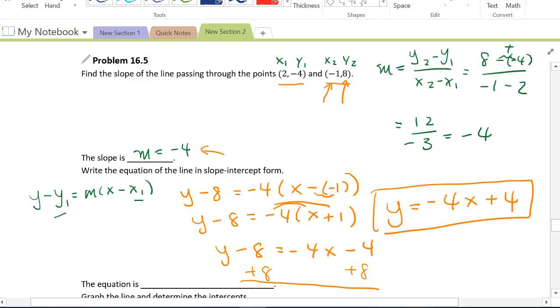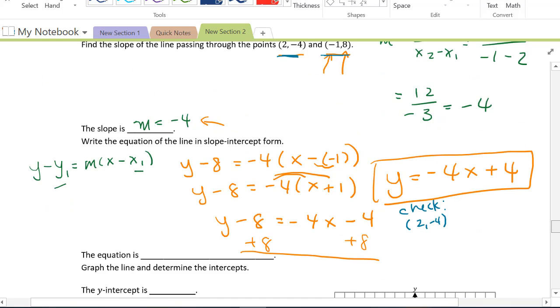Oh, also, one way to check all your answers, right, is to plug in both points. Technically, if you want to check your answer, you can take your 2 points, 2, -4 and -1, 8, and plug them in one at a time, and then they should be equal. For example, if that's my answer, let's do a quick check. We can check that 2, -4 is a point on the line by plugging it in. Again, this is the answer we got: y equals -4x plus 4.